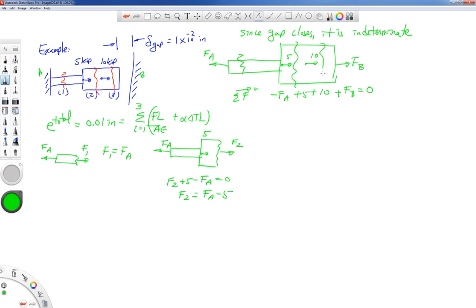For my third free body diagram, I'm going to cut and look to the right. There's FB and there's F3. It's easy to see that F3 is equal to FB. I'm going to switch back to blue since that green's a little bit hard for me to see. Now I go to my geometry of deformation equation and I put in these unknown forces.